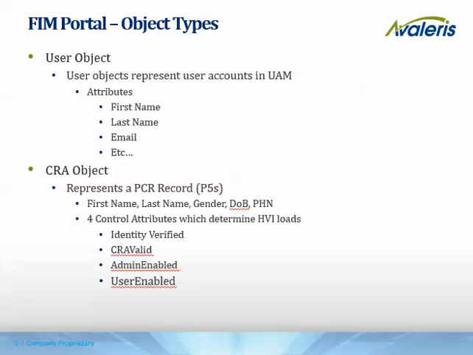The second object is what we call the CRA object. The CRA object is created by taking a P5 set we received from PCR, which includes the first name, last name, gender, date of birth, and PHN, and adding what we call 4 control attributes to the P5 set. These control attributes are used to determine how we're synchronizing this identity with HVI, and will be discussed later in this video.